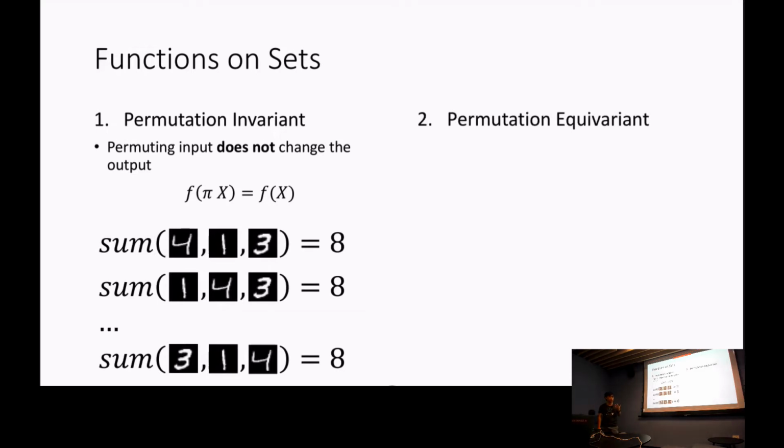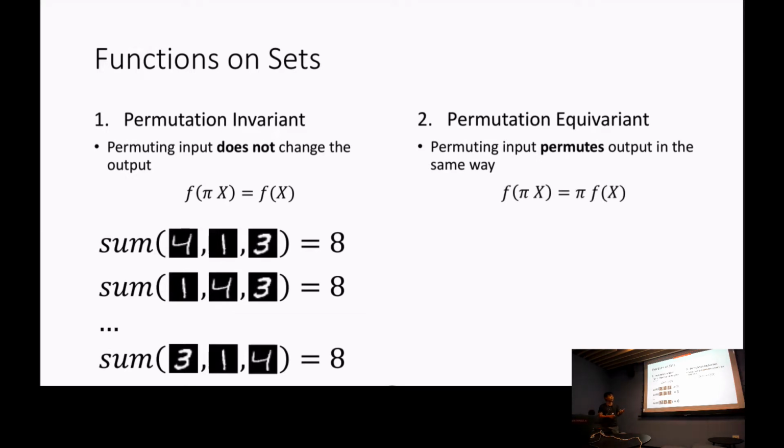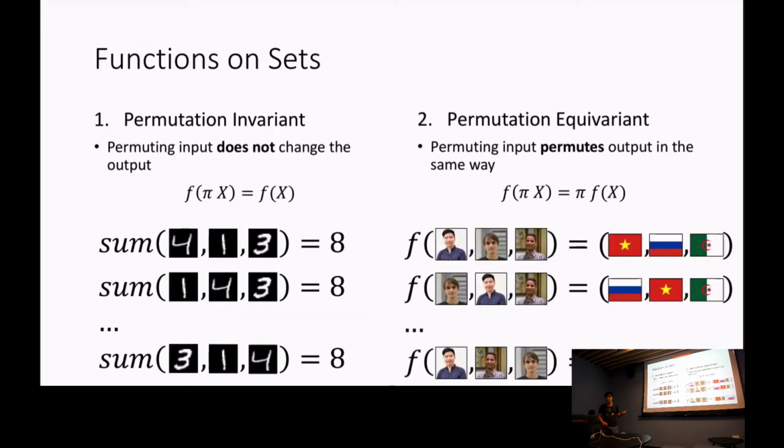The second property is permutation equivariance. The definition is that when you permute the input, the output is permuted in the same way. So if you are given one particular permutation of the input x, you get the same permutation of the output. One example I can come up with is this: given an image of 3 people, you predict where they come from. Here is the image of our postdocs. When you permute the input, you have the same permutation of the output. So those are the two main properties that we want to capture when we learn a function that operates on set data.